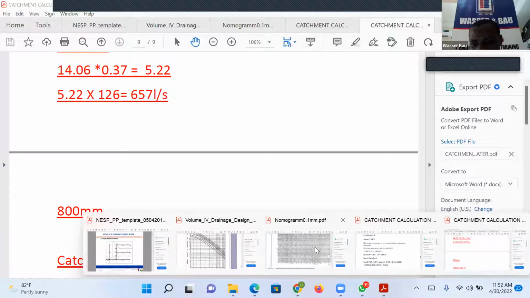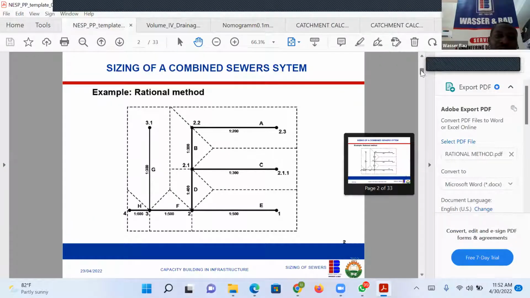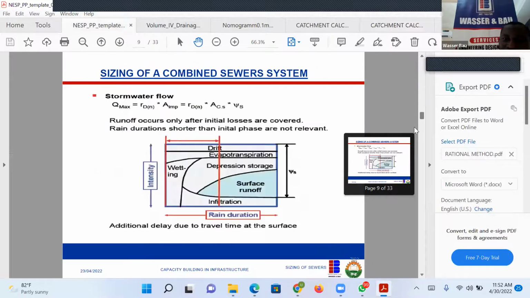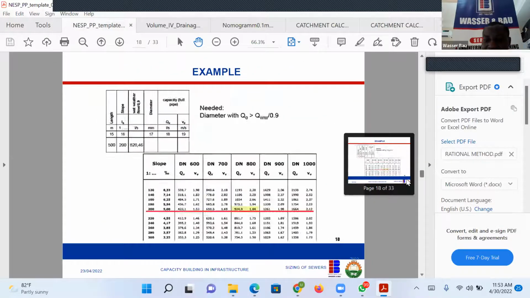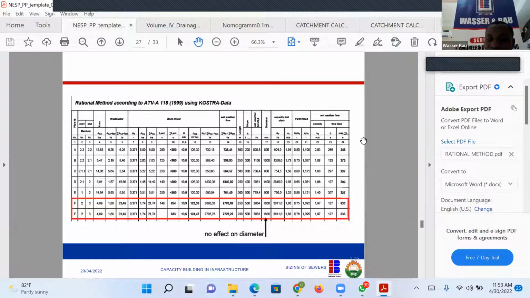You put the pipe, put the shape, put everything. So for instance now, next week, we're going to dissect this. So for this week, I would like us to read this chapter, the rational method, from the beginning to the end, so that by next week, we'll put it into this table and show you how this table is gotten.